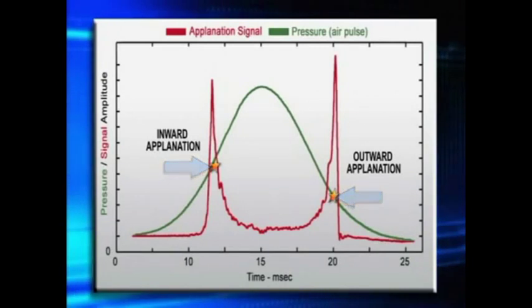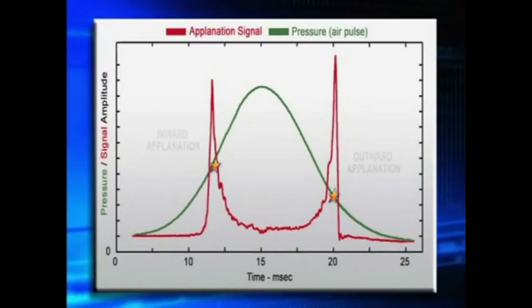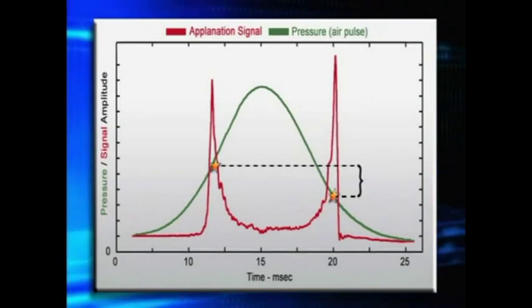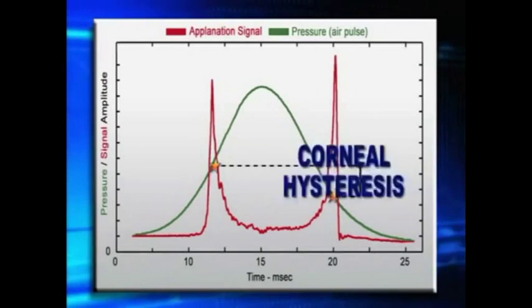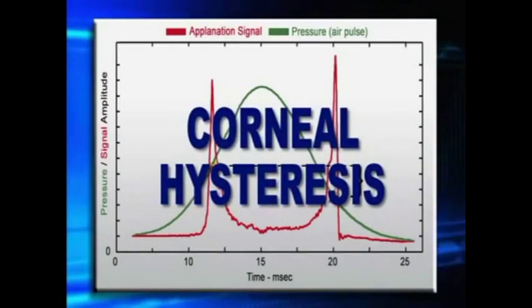One might expect that the pressure measured at the inward and outward applanation events would be the same. However, due to its viscous nature, the cornea resists the dynamic force of the air puff, resulting in a damping effect that manifests itself as a discrepancy between the applanation pressures. We refer to this phenomenon as corneal hysteresis. The ability to measure this effect provides us with the key to understanding the biomechanical properties of the cornea.